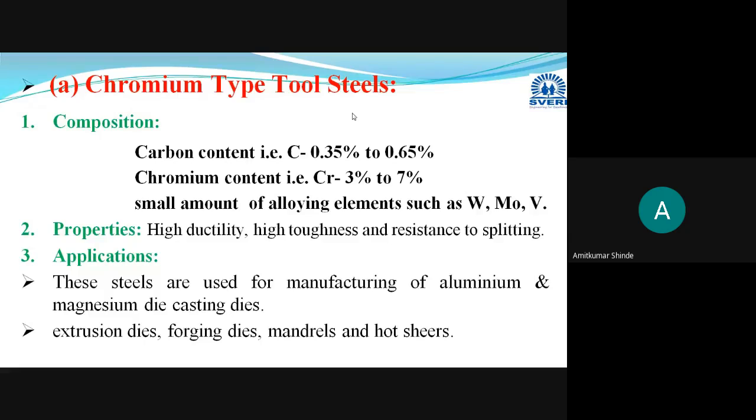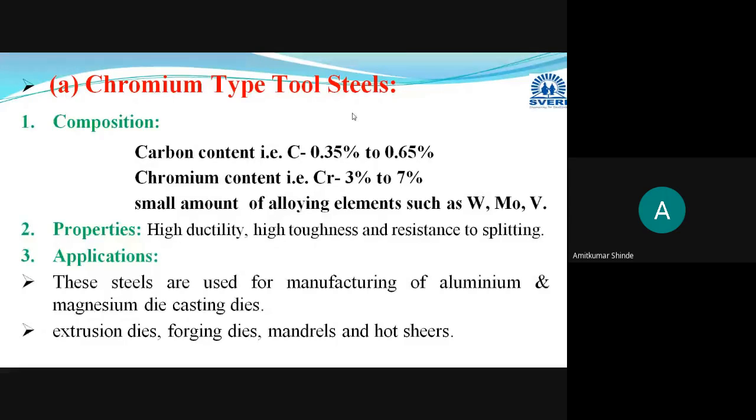Then after this, the last point is the applications. These steels are used for manufacturing of the dies. Now, which dies here? As these will provide very good resistance to softening, or they will retain their wear resistance, hardness, and strength at the higher temperature ranges for different casting operations. Whichever dies are used here, for that we are using this chromium type of tool steels.